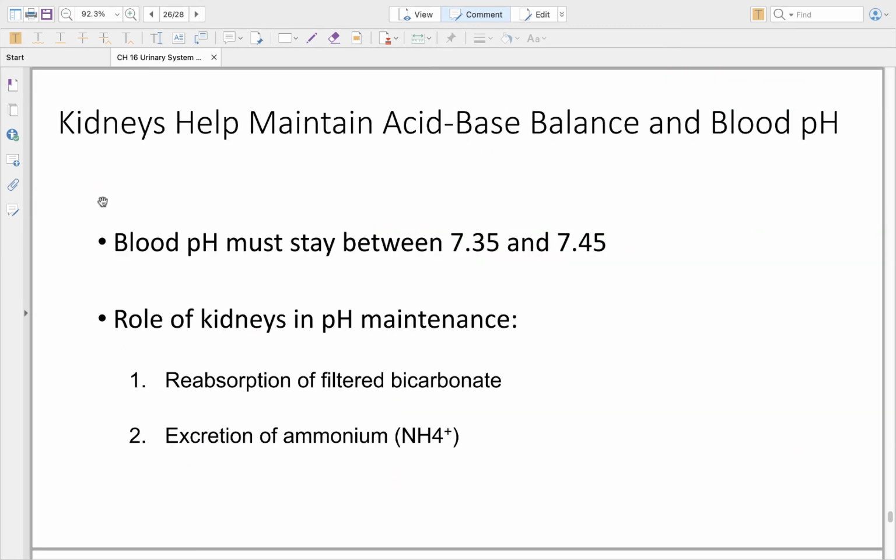All right, so we know that human blood has to stay between 7.35 and 7.45 to maintain pH. Therefore our kidneys do this by either reabsorbing bicarbonate or excreting ammonium. Ammonium has 4 hydrogen ions. That's a quick way to get rid of hydrogen ions and bring it back to homeostasis.